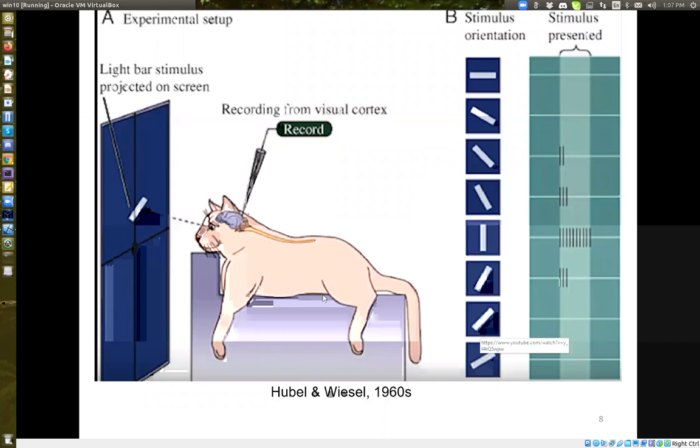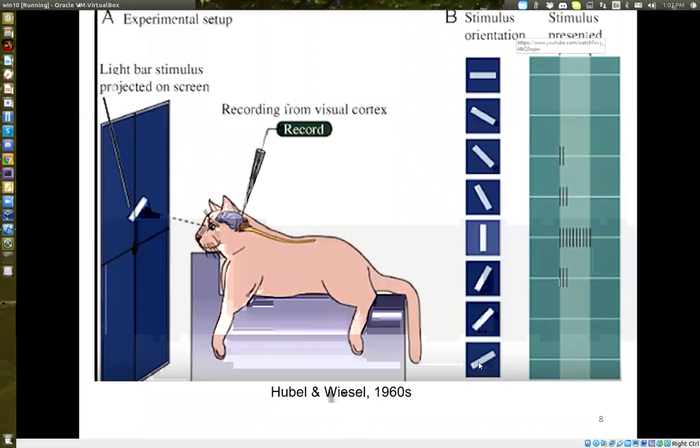Something interesting: this is a very famous experiment by Hubel and Wiesel. They got a Nobel Prize in medicine because of this work. Basically, they were probing the neurons of a cat's brain, letting the cat see a horizontal bar, or not exactly horizontal, but inclined at different angles.